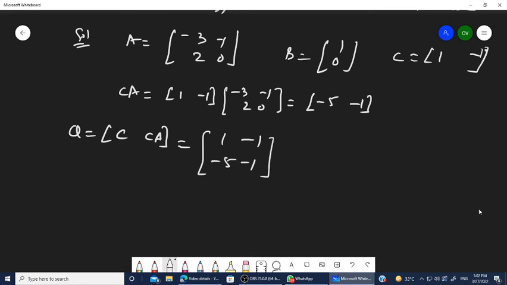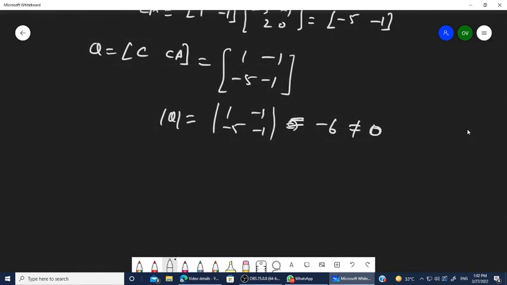And you can see here the rank of this matrix is 2, or it is better to find the determinant of the matrix. If you find the determinant, it will give 6 minus 6, and it is not equal to 0. So you can say that the rank of this matrix is 2, or the determinant is not equal to 0. The state model is completely observable, right? So this is the fundamental.